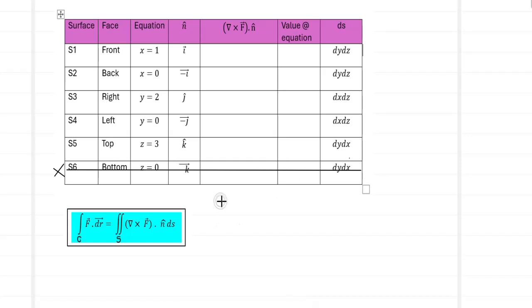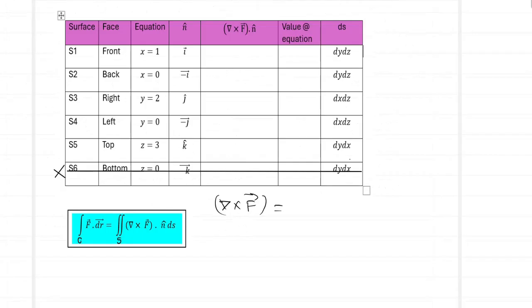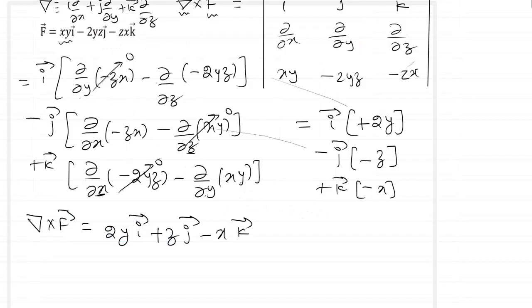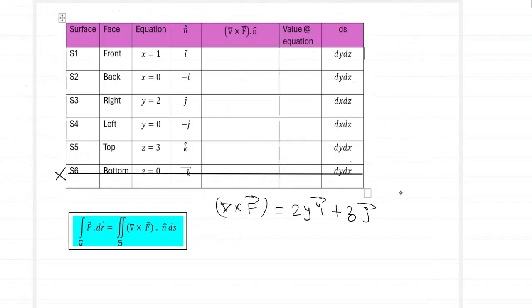So what is going to be my del cross F vector, which I have computed in my last stage? We will copy paste it: 2y i plus z j minus x k.